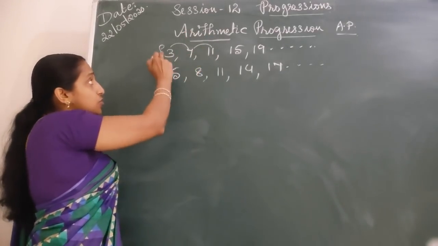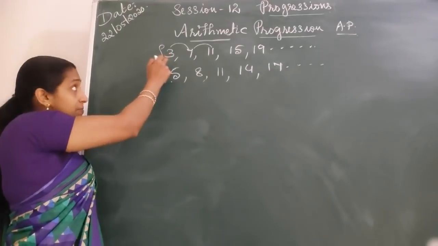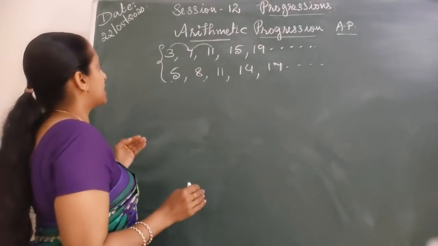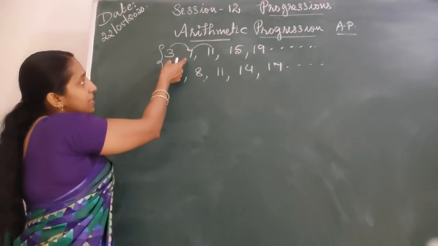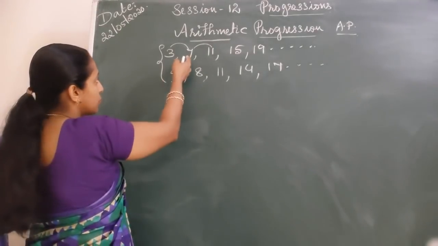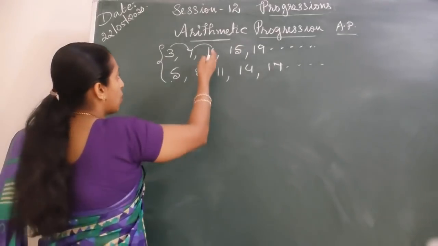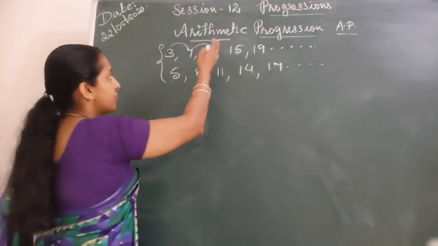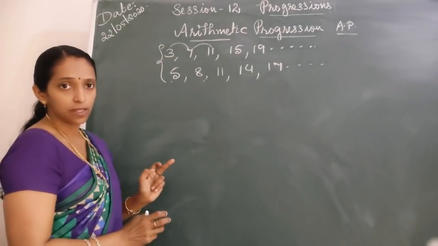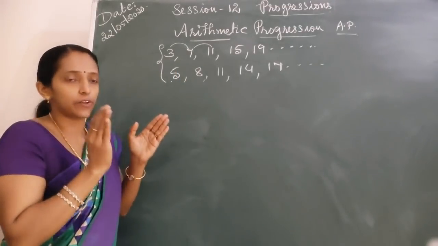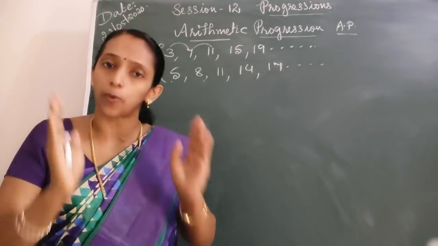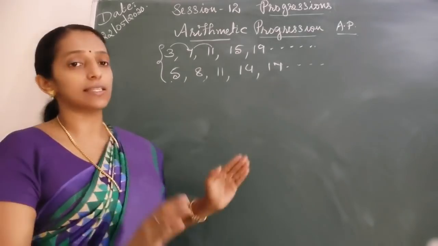It is added to the previous number except for the first term. The first term we will leave; only after the first term will we consider. Or we can say that the consecutive numbers have a common difference, a fixed number. 7 minus 3 is 4, 11 minus 7 is 4, 15 minus 11 is 4. So if you take consecutive numbers, you will get a common difference. Such sequences are known as arithmetic progression, and we are going to deal with arithmetic progression.